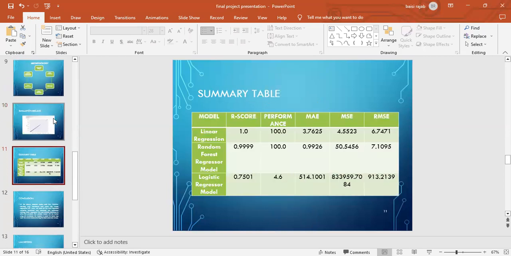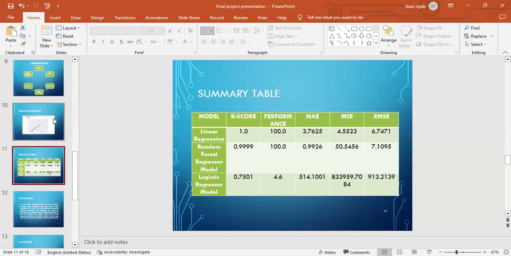Now, the summary table. Here we use three models: the linear regression, which is the main point, the random forest regressor model, and the logistic regressor model. The R score from the linear regression was 1.0, which was the best because the R score is out of 1, and we got 1. The random forest regressor got 0.999, and the logistic got 0.7. Both the linear regression and the random forest got 100% performance, and the logistic failed. It had a very low performance measurement of 4.6.